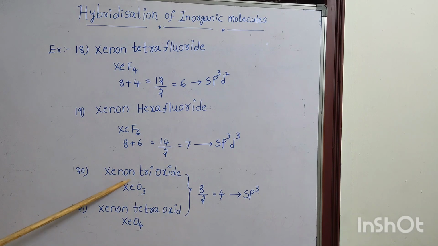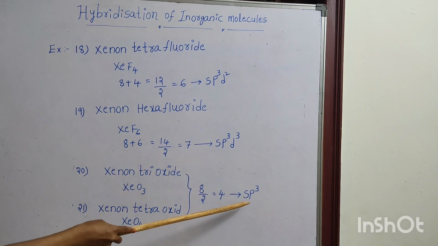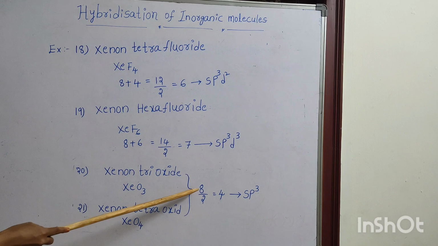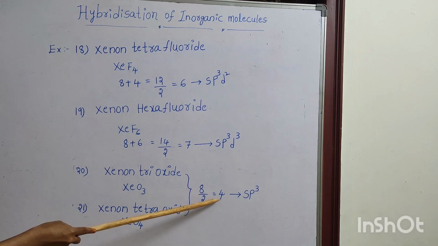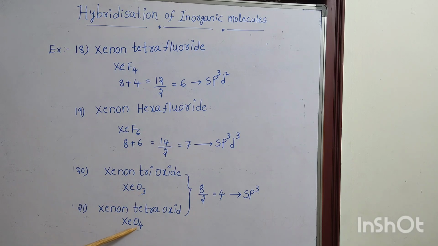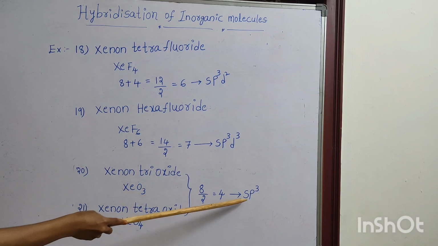Next example, xenon trioxide, XeO3, and xenon tetraoxide, XeO4. Both have sp3 hybridization. Why? Because here we take only the valency of xenon. We should not take oxygen valency, because oxygen is a bivalent atom. So 8 divided by 2, we get the quotient 4. That means sp3 hybridization. In XeO3 and XeO4, xenon has sp3 hybridization.